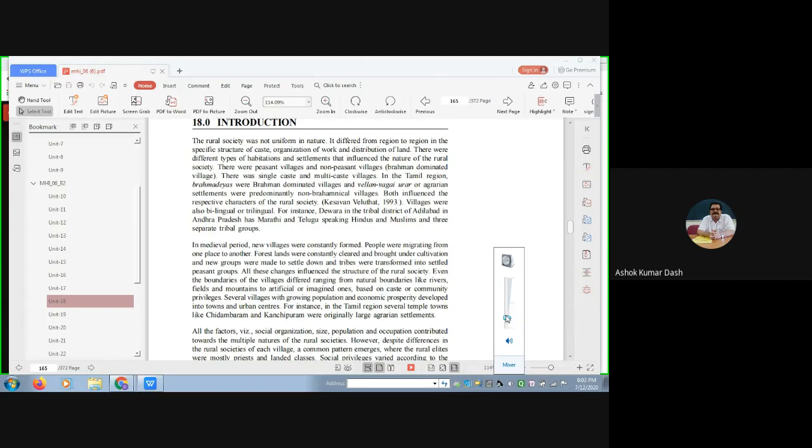Let me tell you. Yes, sir. Just a minute. You read this introduction portion as well as rural society and institution 18.5.1 and rural society in the Deccan 18.3. All these things, the three parts of the unit, combined they give the answer to your question number 5. How did migration in the 14th century help?